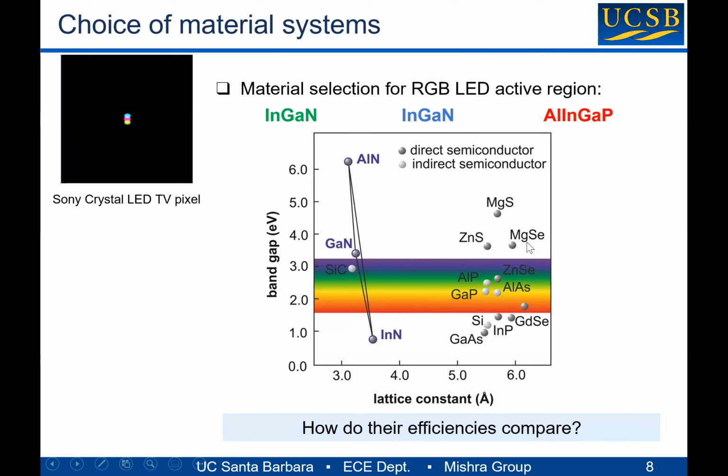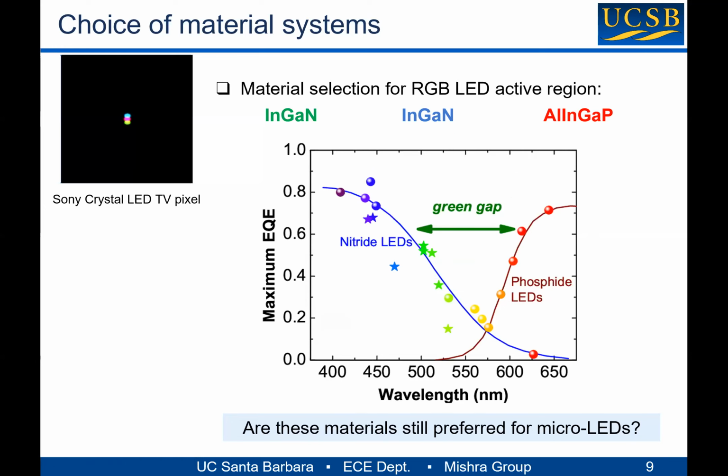And if we take a look at the EQE versus wavelength plot for these material systems, it becomes perfectly clear that phosphide-based LEDs are preferred for red emission. But how about micro LEDs dimensioned smaller than 20 or even 10 microns?